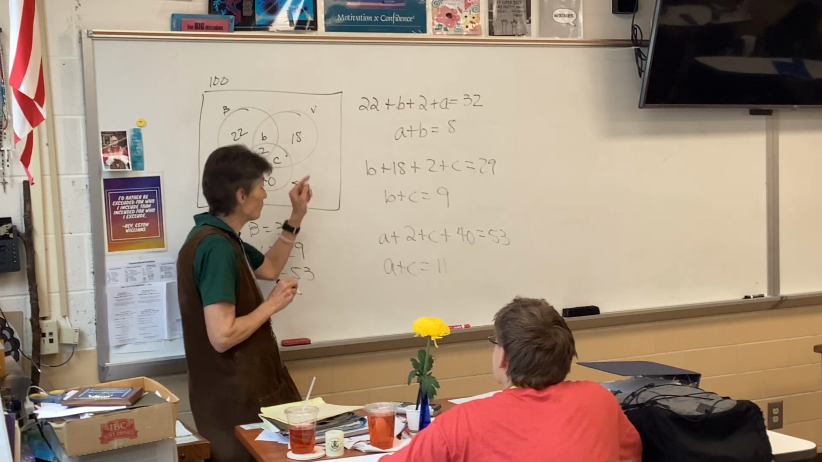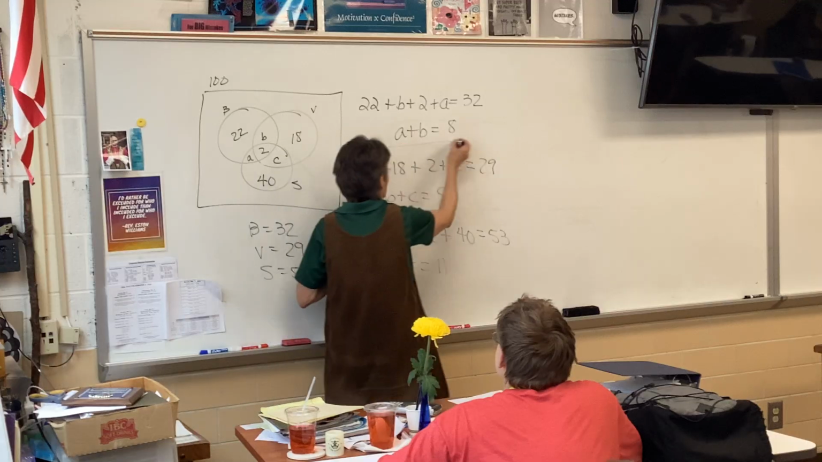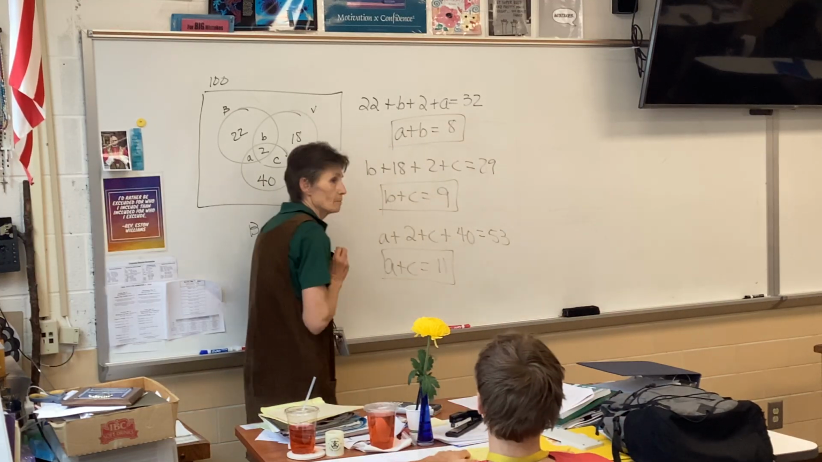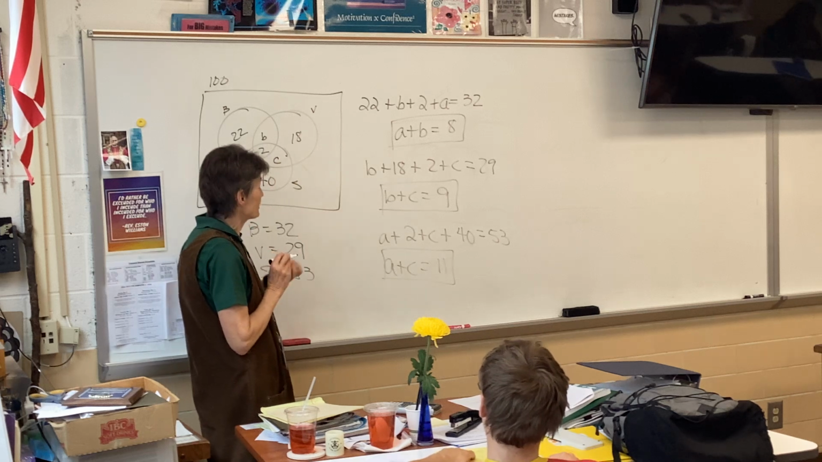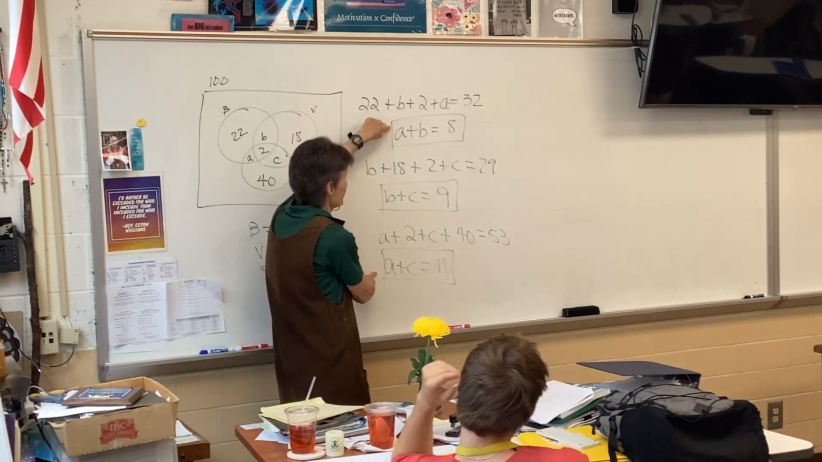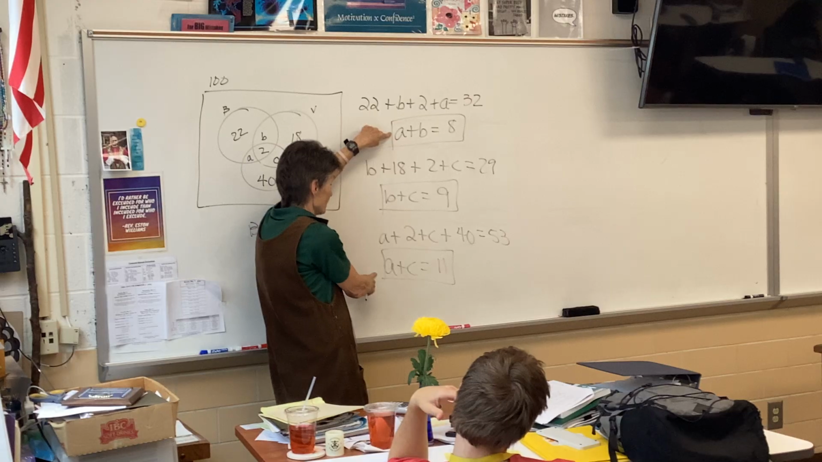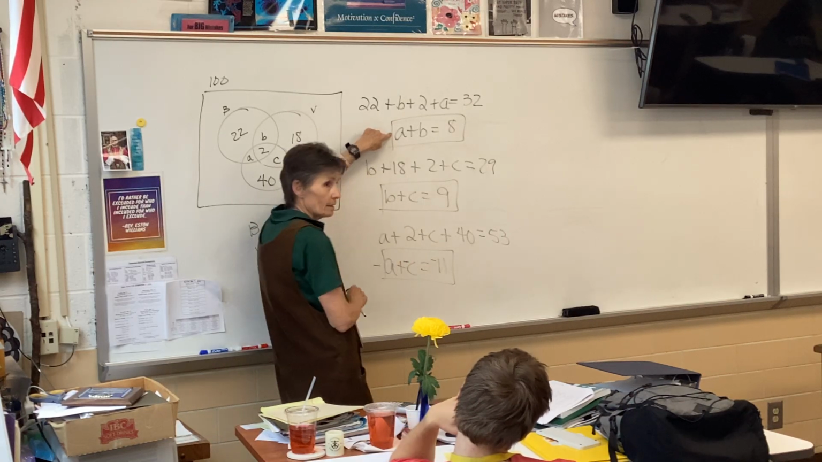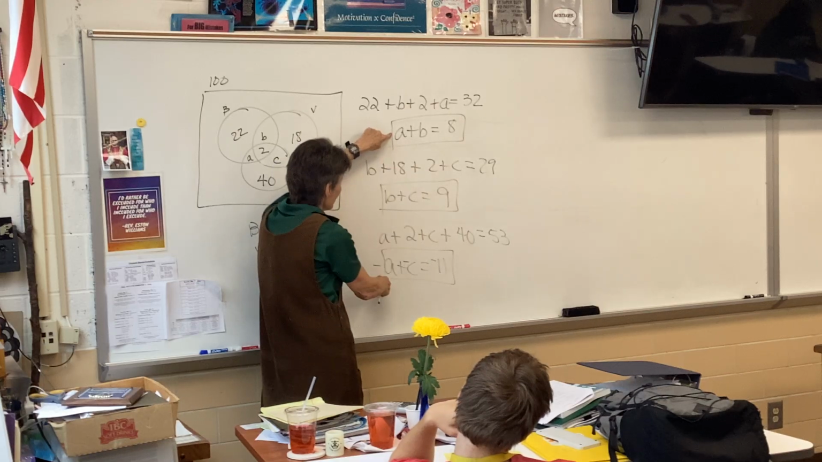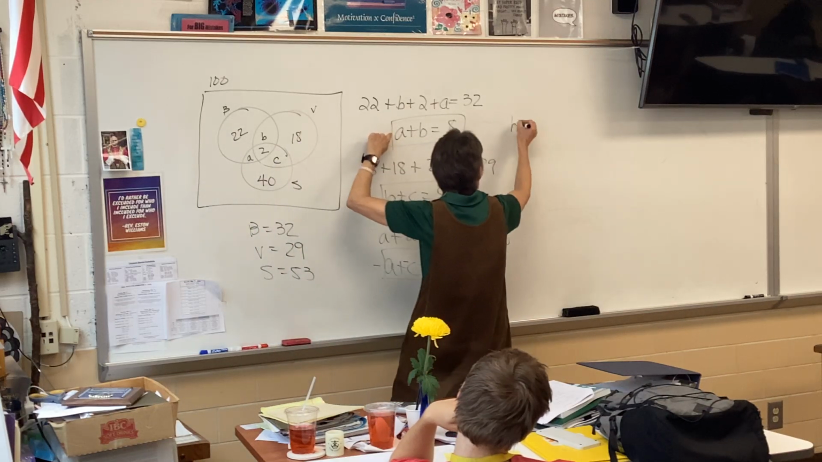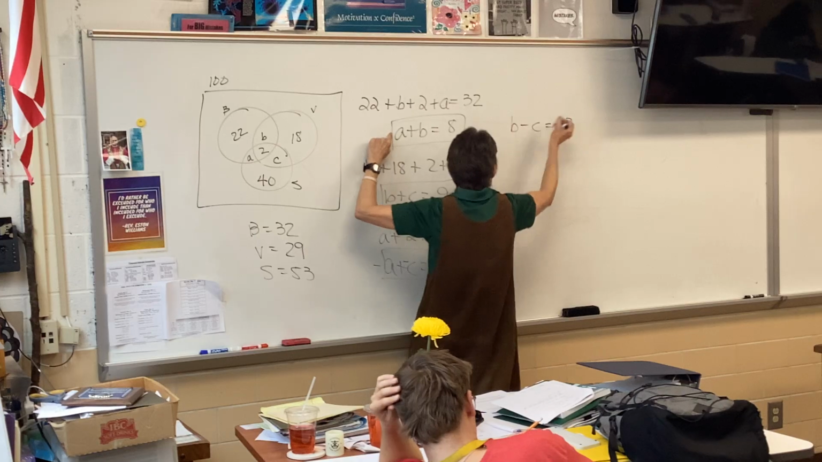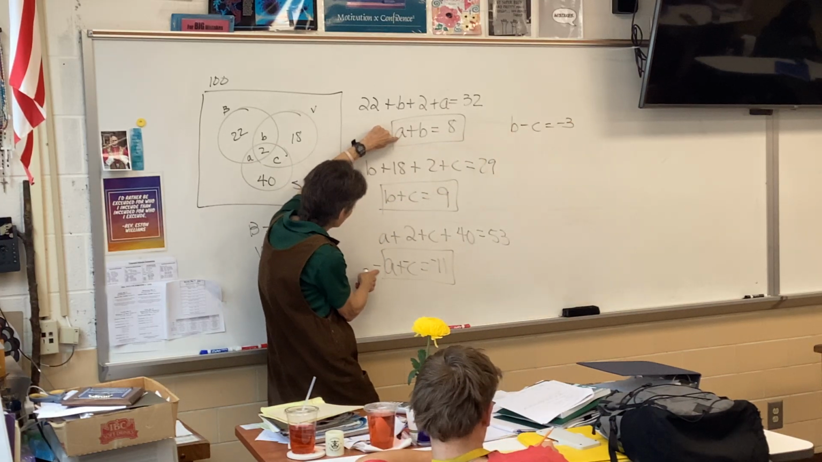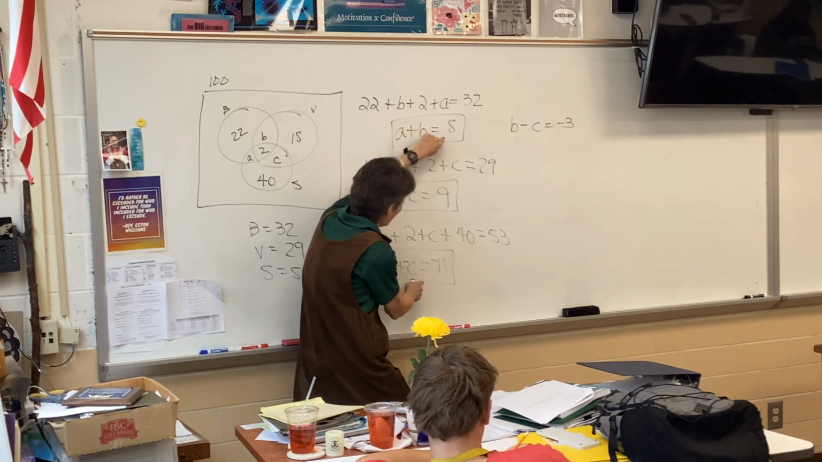So now, somehow, you're going to solve this. Substitution, elimination. I like to just take these two, and if I multiply this one by a negative and add them together, I would have B minus C equals -3. Is that too much of a stretch for you? Did you get that? I just added these together and got that.